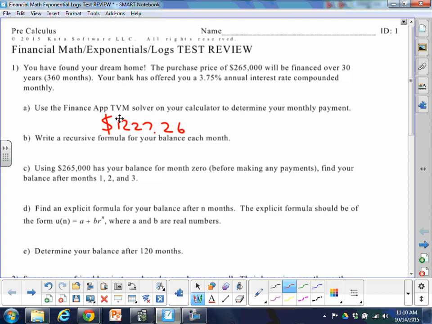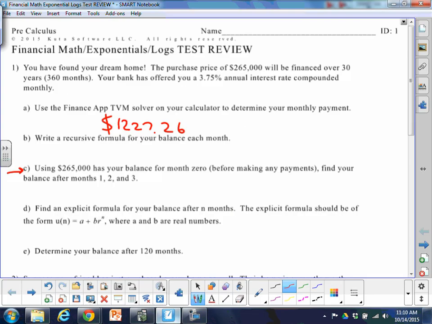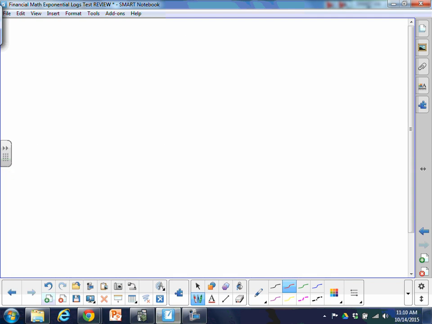Okay, now we want to get a recursive formula for our balance each month. So what you might want to do, let's take a look at C actually and get the pattern going here, and then the recursive formula will follow from that. The way I think about this, there's really only two things going on here. Let's set up a little table here: as months go by, and then the balance owed.